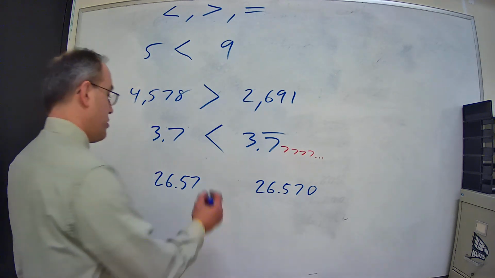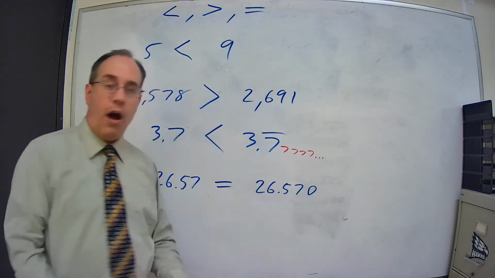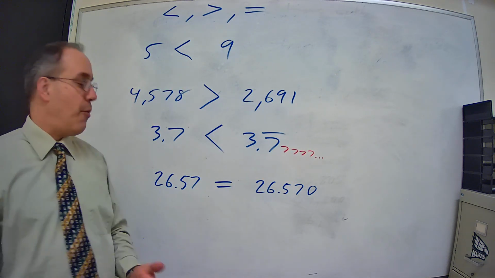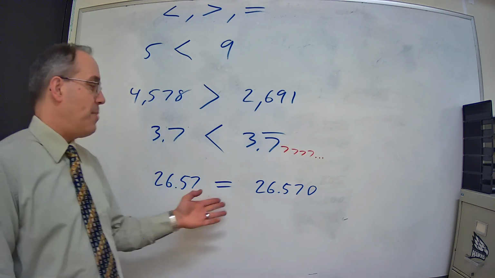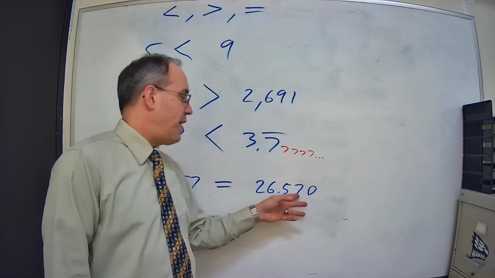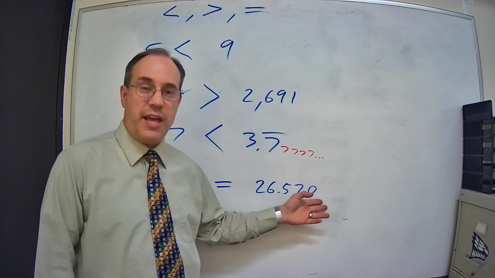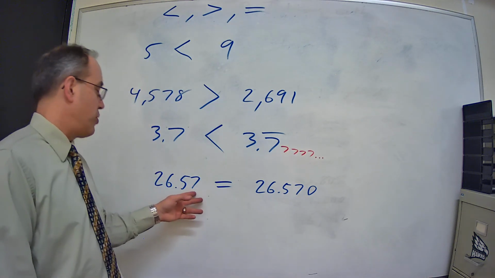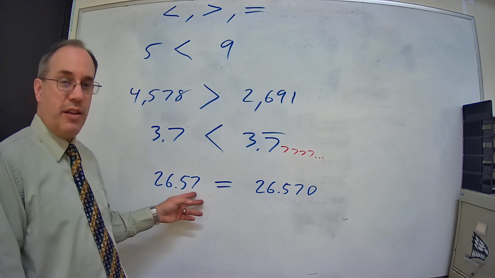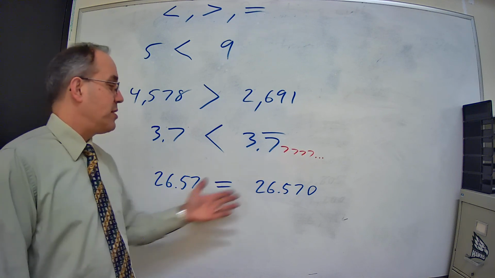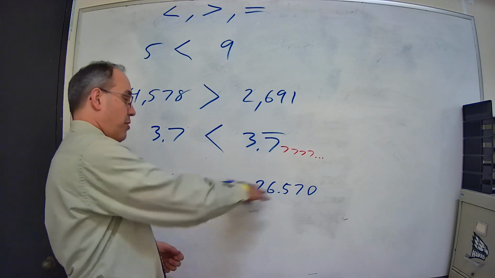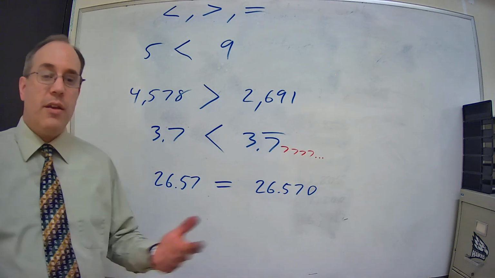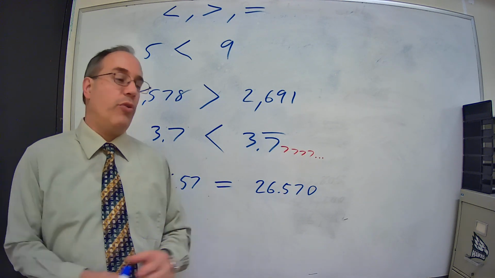Those two numbers are equal. Now, we may have a reason that we're representing something with this 0. Maybe this really is 0.570 and it was measured to that value, whereas this one was only measured to the 7. So there are reasons we may represent with that 0 or without that 0, but they are equal. So order relations with whole numbers and decimals.